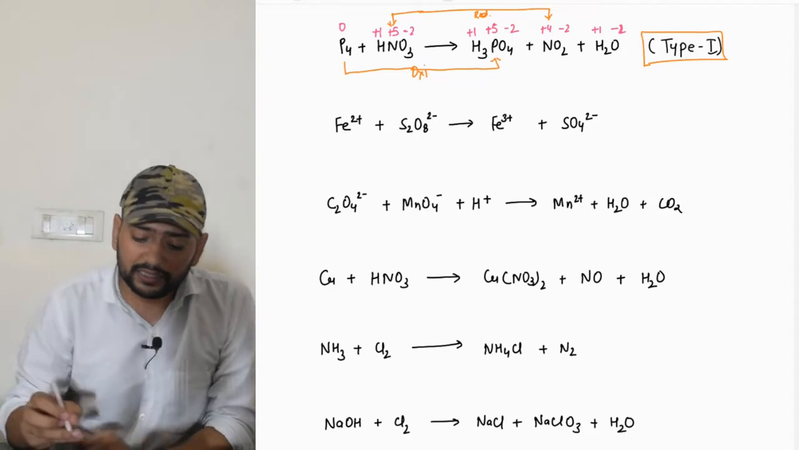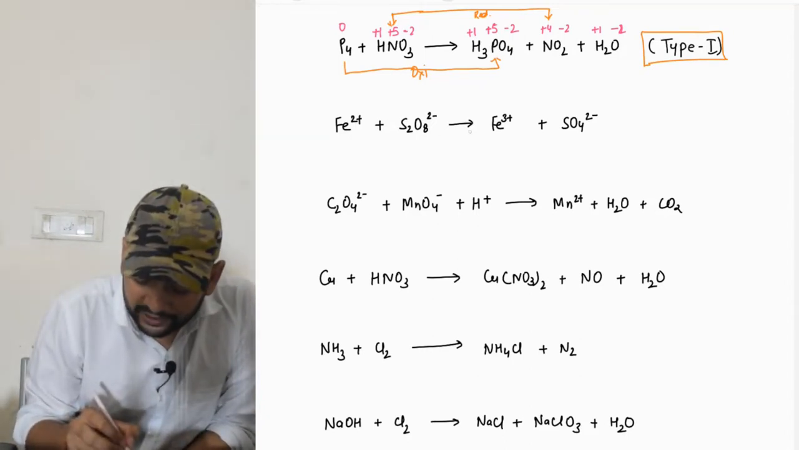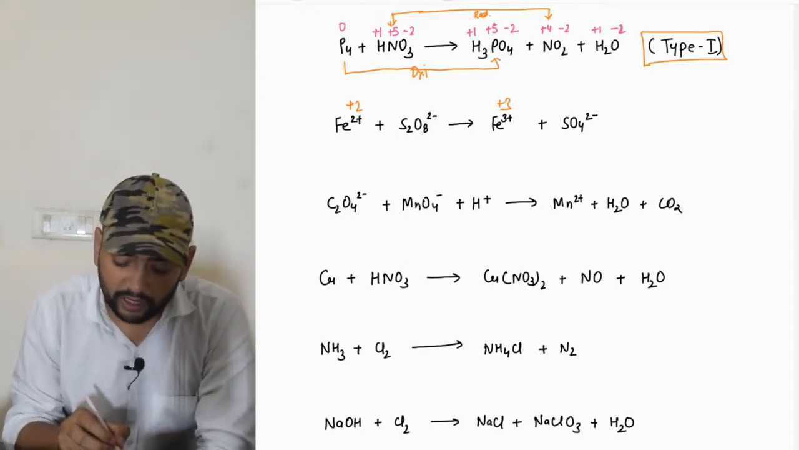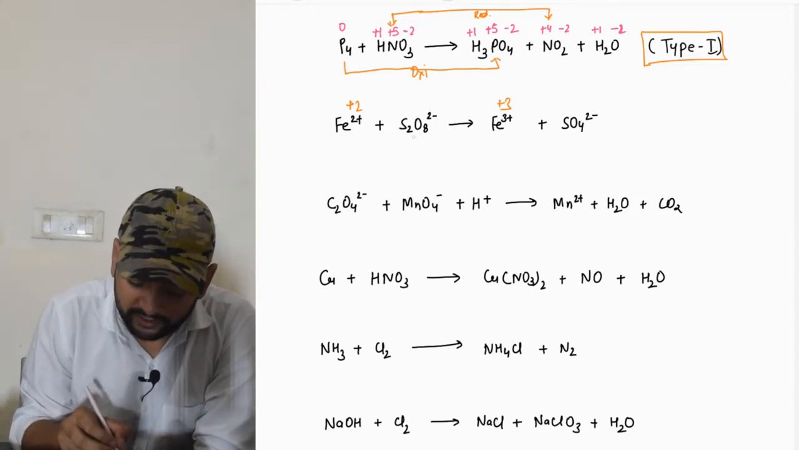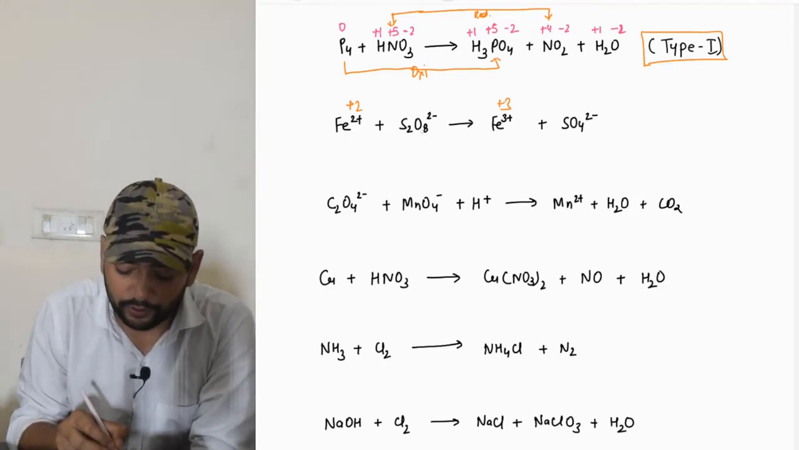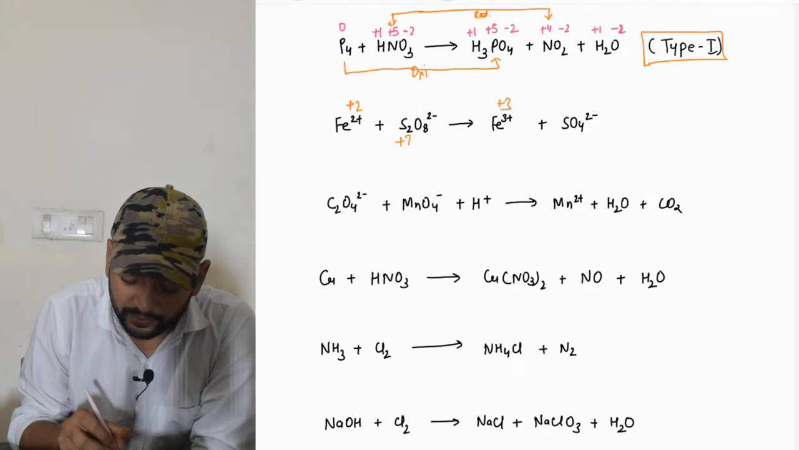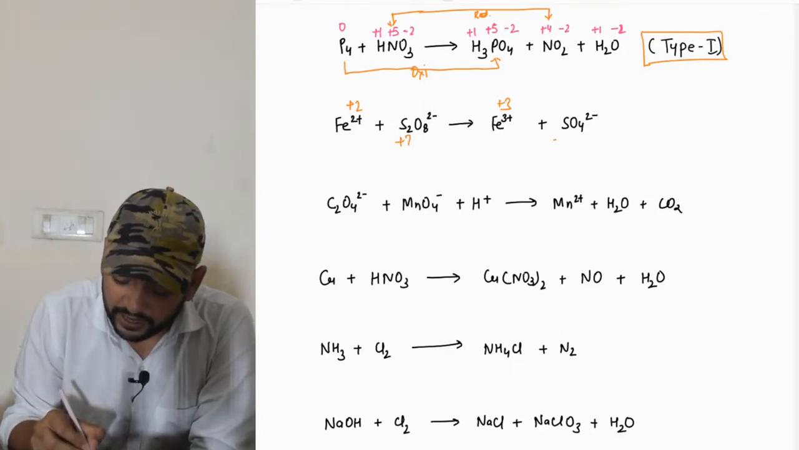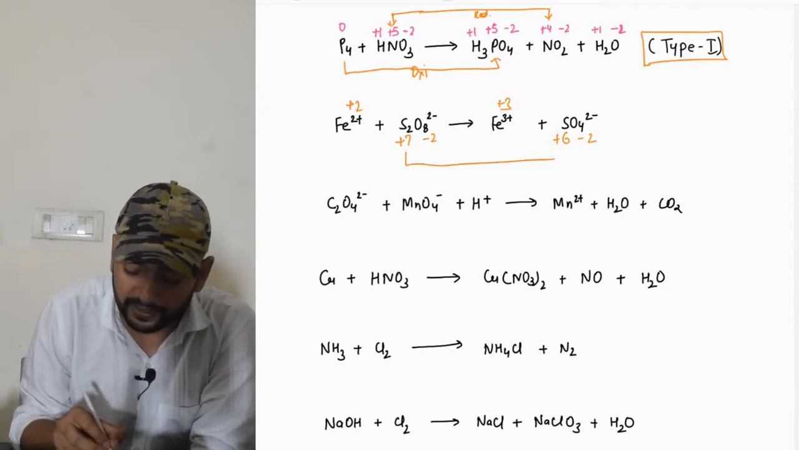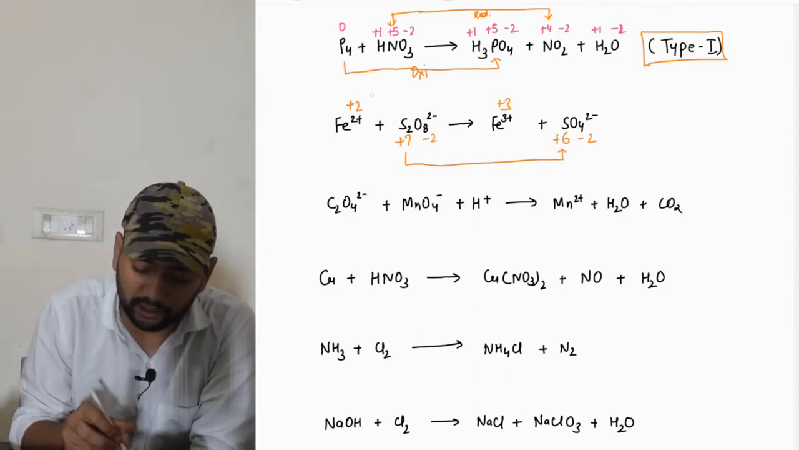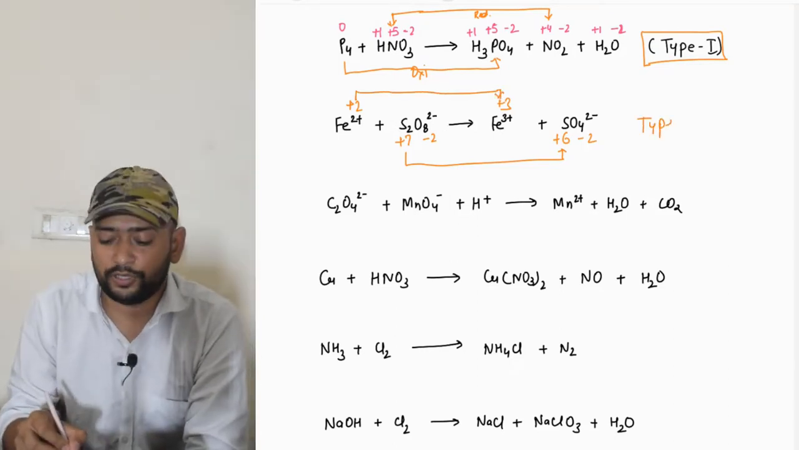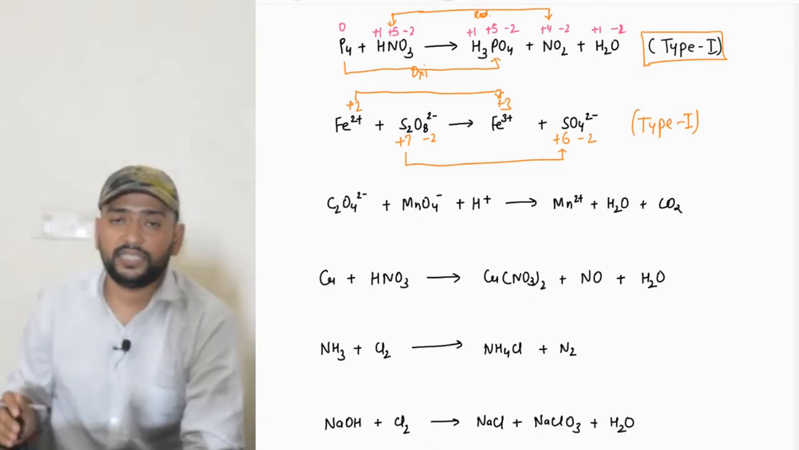Let's see the second one. Here what you can observe, here we have +2, and here we have +3, and in the case of sulfur, the oxidation state will be... for oxygen this is -2, here it will be +7, and here we are going to have +6, and for oxygen -2. So from +7 to +6 is the change, and here from +2 to +3. So we can say that this is also a type 1 redox reaction.